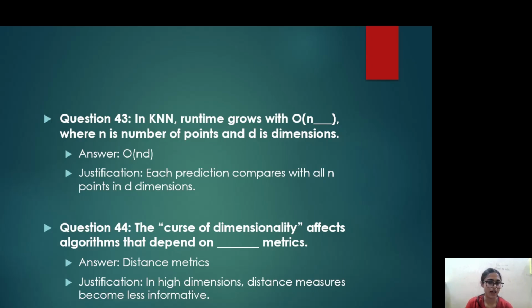Next is the curse of dimensionality affects algorithms that depend on dash metrics. So the answer is distance metrics. In high dimensional data, distance between points becomes less meaningful. For example, Euclidean distance doesn't differentiate points well when features are in larger number. That means features are too many. So algorithms like KNN, clustering, or SVM, which rely on distance, face some of the problems. So this effect is called the curse of dimensionality effect.